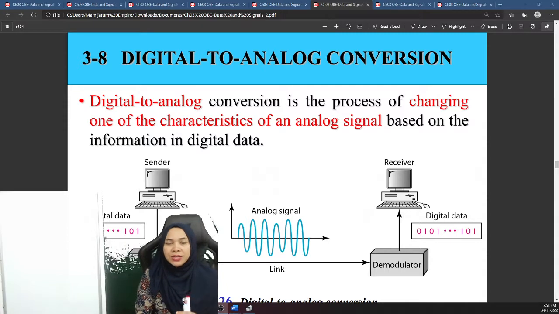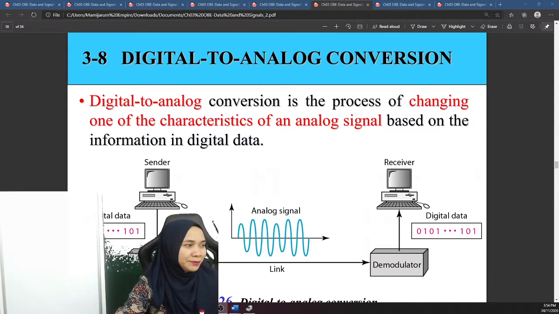Alright, so digital to analog conversion is a process of changing one of the characteristics of an analog signal based on information in digital data. So let's say we have a sender and receiver. A sender digital dalam bentuk binary, then we want to convert kepada analog signal menggunakan transmission media analog, kemudian sampai dekat receiver side berlakunya demodulator, and then the data will be converted back daripada analog signal kepada digital data. This is what we're going to learn in this topic, right?